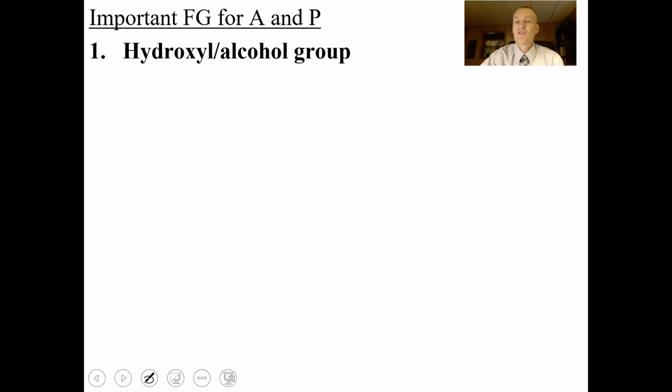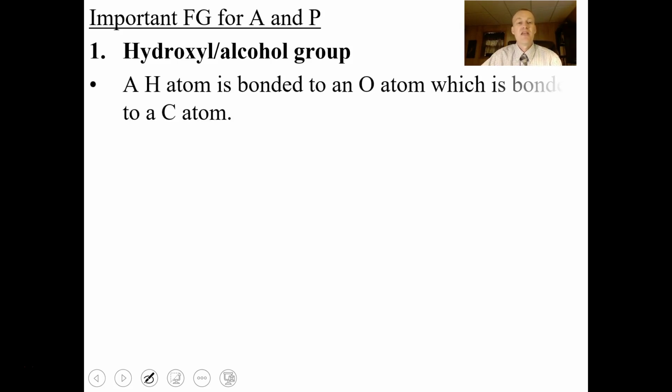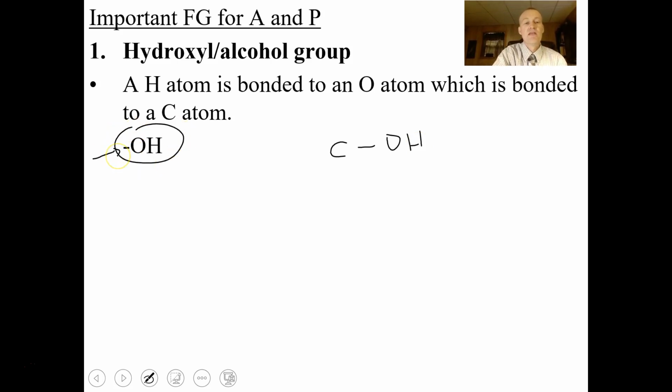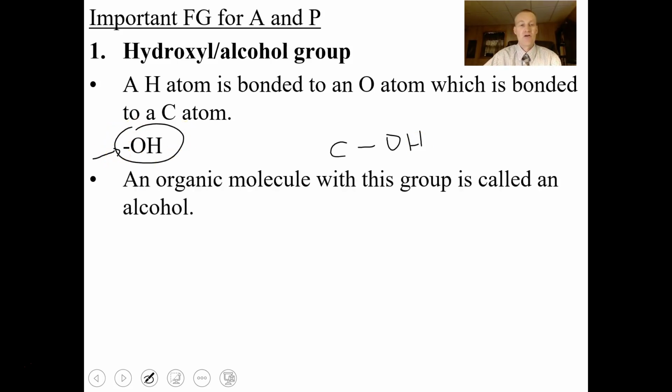So I just picked out, I think, 4 functional groups for you to be familiar with for this class. The hydroxyl or alcohol group basically has a hydrogen atom bonded to an oxygen atom, which is then bound to the carbon skeleton. So you can have a carbon skeleton and there's the alcohol or hydroxyl group hanging off. And this is what it looks like. The stem means that it's attached to carbon. An organic molecule with this group is called an alcohol.